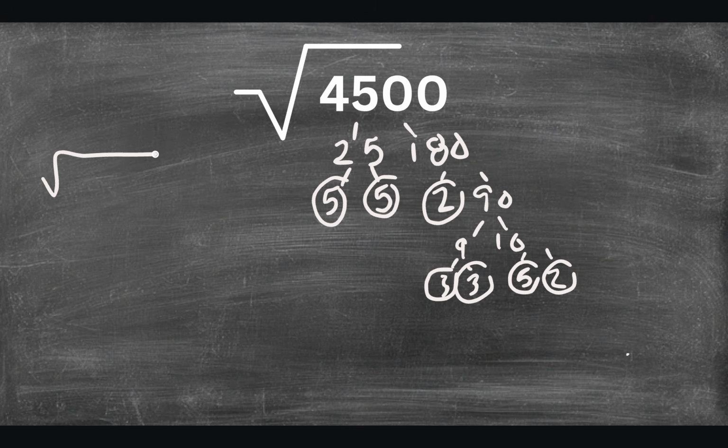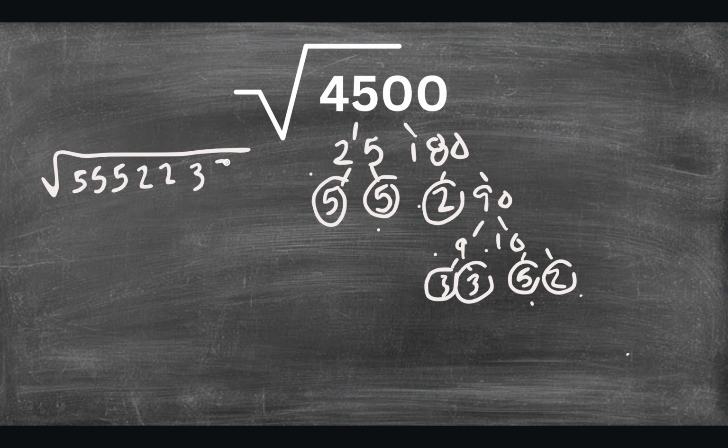I like to put all the prime numbers back under a square root sign. So let's go through this carefully. We've got 5 and 5 and 5. So we have 3 5s. 1, 2, 3. And then it looks like we have 2 2s. 1, 2. And then it looks like we have 2 3s.